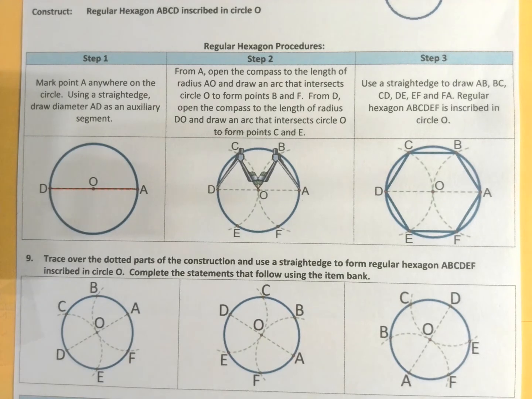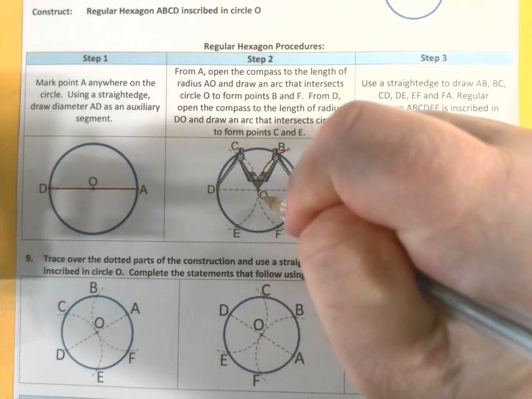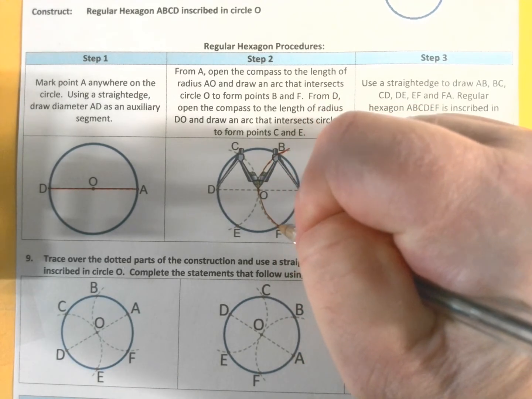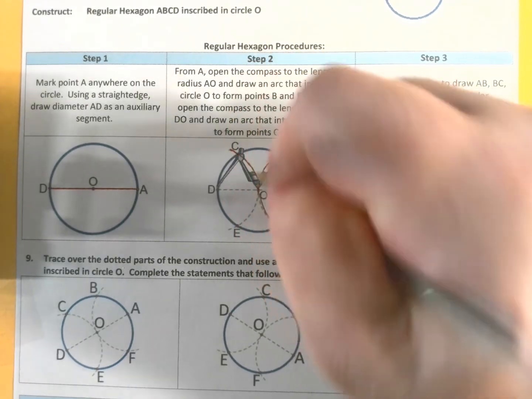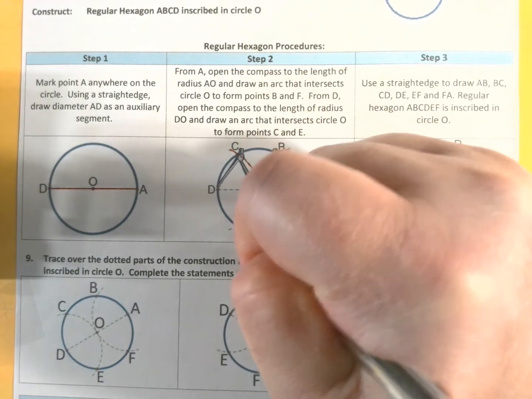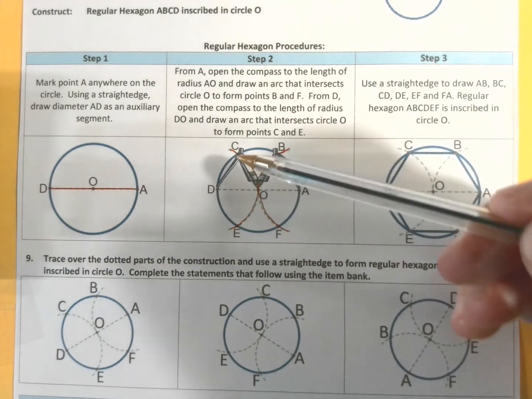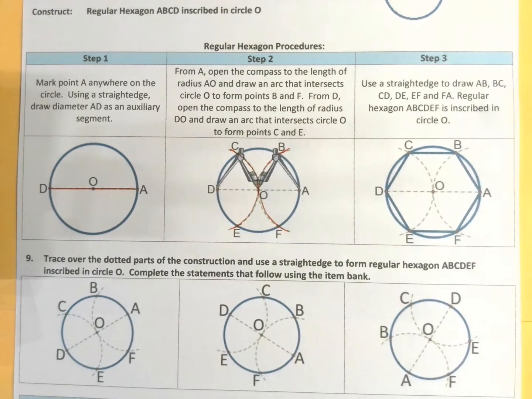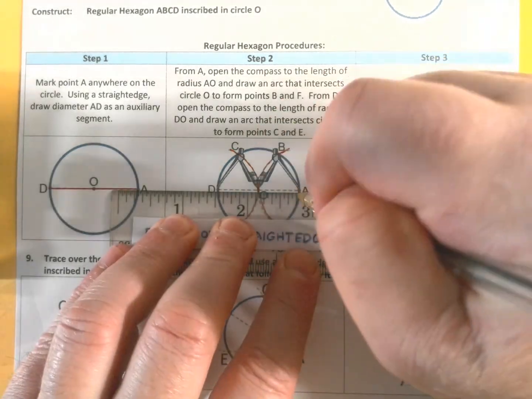So basically, when we start at A, we form this arc here. And then when we start at D, we form this arc here. So the first arc will form points B and F. The second arc will form points C and E. And keep in mind, A to D is going to be our diameter.